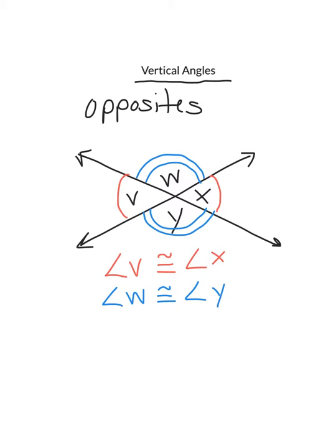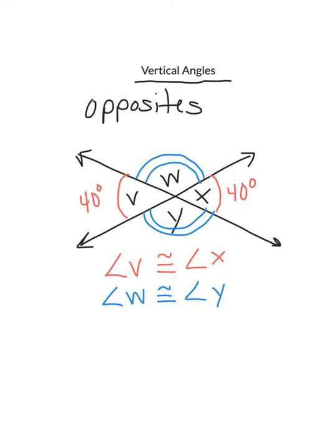If I were to tell you that angle X was 40 degrees, then automatically now I would know that angle V is 40 degrees because they're vertical angles, they're opposites of each other. Now, once I know that those two are 40 degrees, I could figure out the other two.